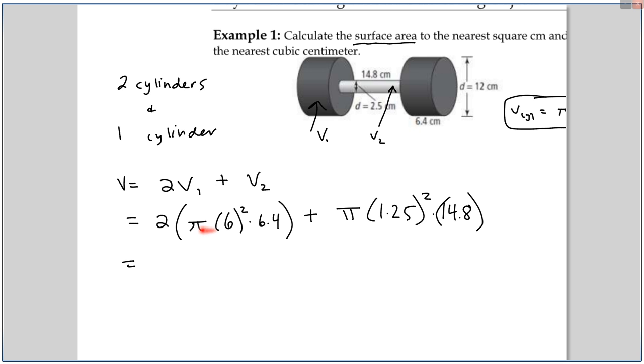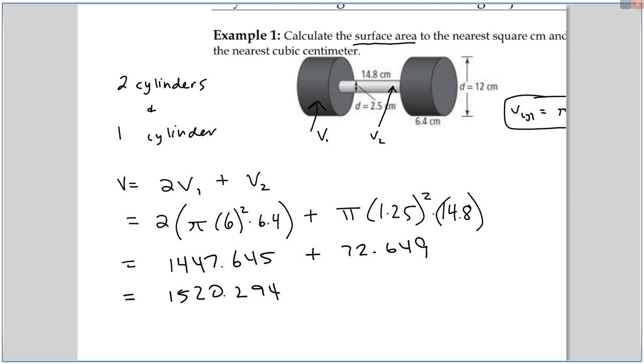Okay, so on my calculator, I'll probably deal with this one first, and then I'll deal with this one second. I'll write them down and then I'll add it up. And I'll take a few decimals along the way so that I'm accurate. It looks like 1447.645 plus 72.649, and then 1520.294, and then it wants nearest cubic centimeter. So after rounding, cubic centimeter. So there's the volume of this composite shape.